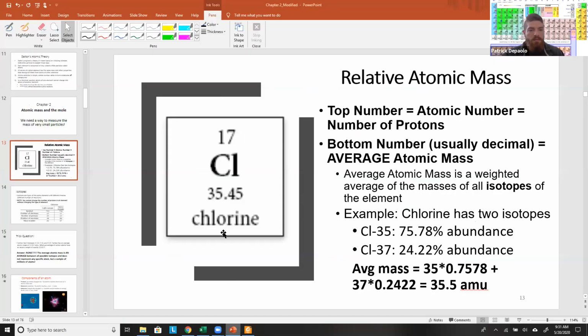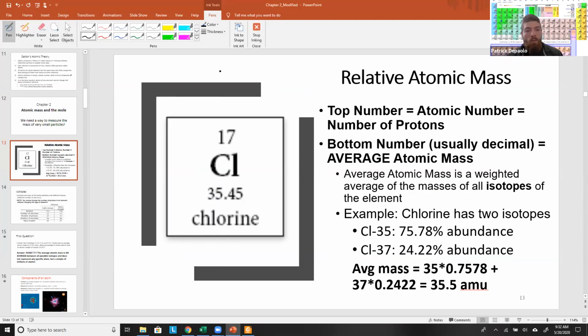Then you have the bottom number. The bottom number is usually a decimal, and it marks the average atomic mass. Atomic mass is technically in units of AMU, which is atomic mass unit. Through conversions, you can convert that, it's the same number as our molar mass. The atomic mass unit is a different unit, and it's a very small unit.